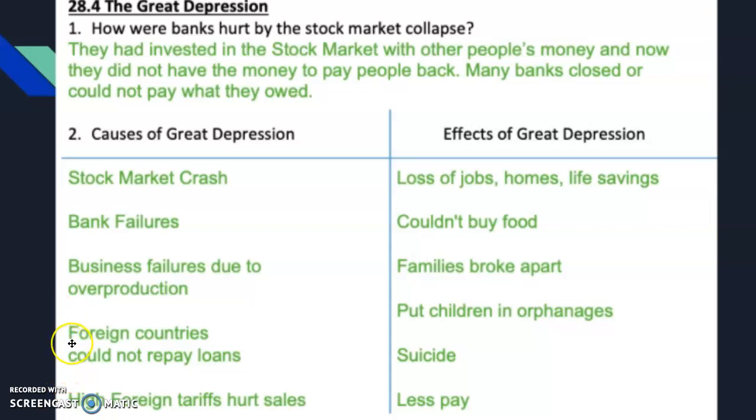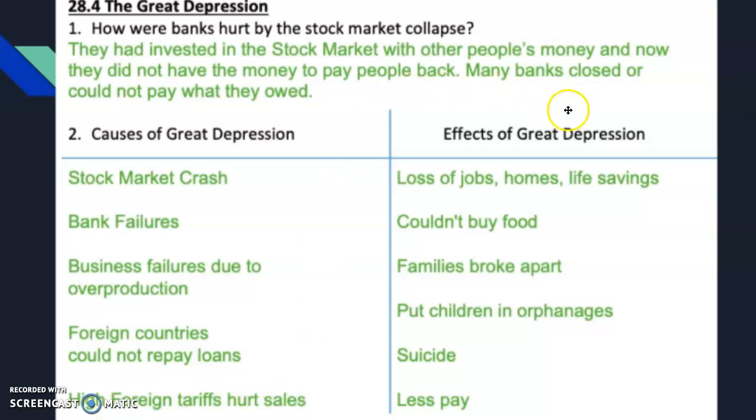A lot of the foreign countries that owed us money also were suffering because the United States was suffering, and so they couldn't pay back the loans that they owed to the United States, so that was affecting our economy. And then on top of that, when we tried to sell our stuff to other countries, they made us pay such high taxes to sell in their country that we weren't making a profit. So that's what this high foreign tariffs refers to.